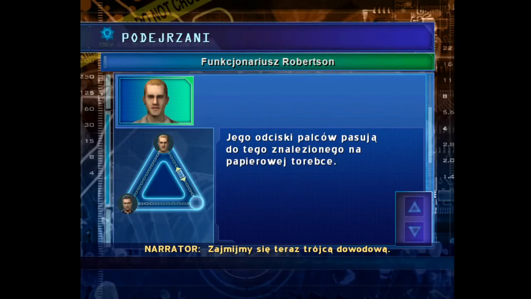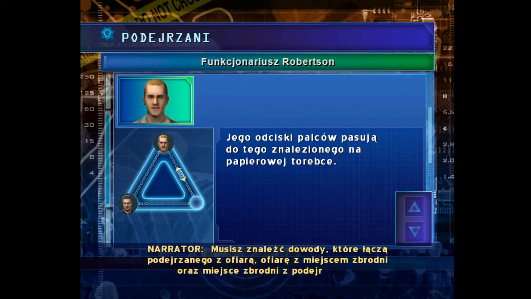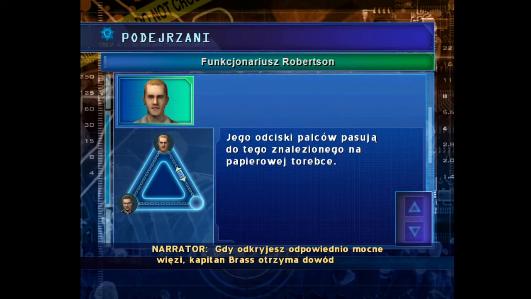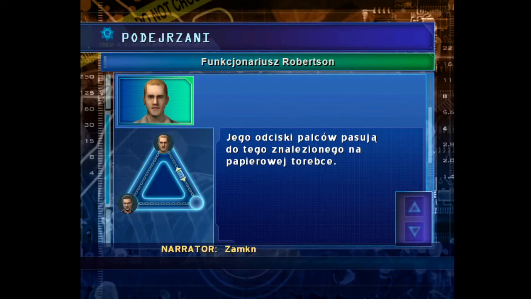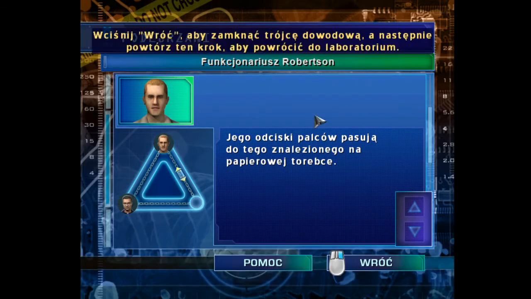Now, let's look at your Evidence Trinity. The Evidence Trinity is a guide to measuring your progress in a case. You must find evidence that links the suspect to the victim, to the crime scene, and the crime scene to the suspect. Finding enough of these connections will give Captain Brass the proof he needs to bring suspects in for questioning, gain search warrants, and eventually make an arrest. Now let's exit the case file.